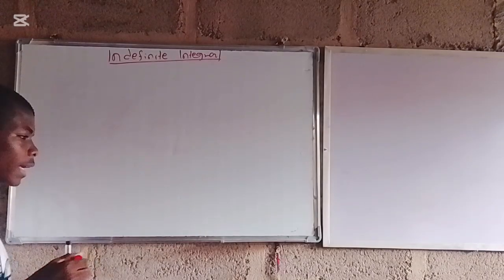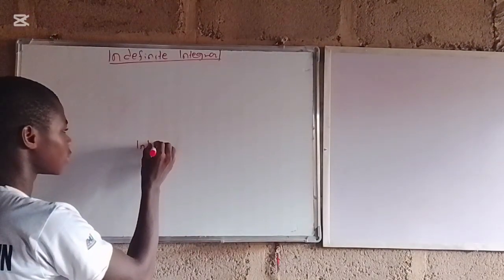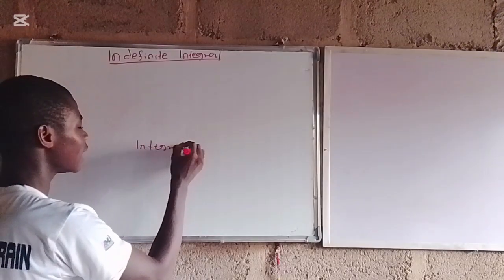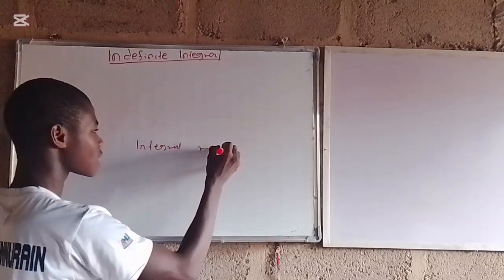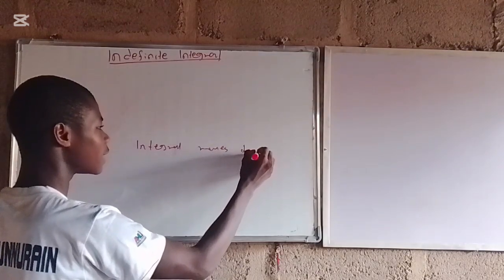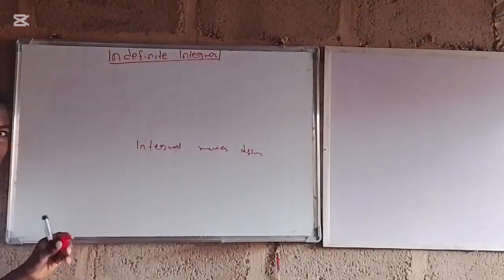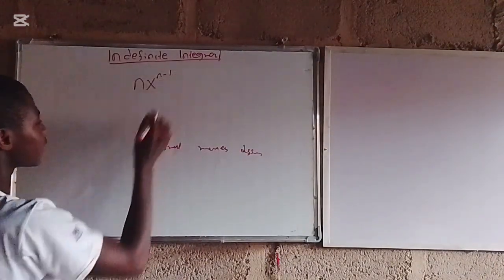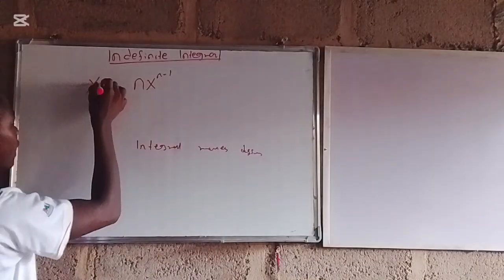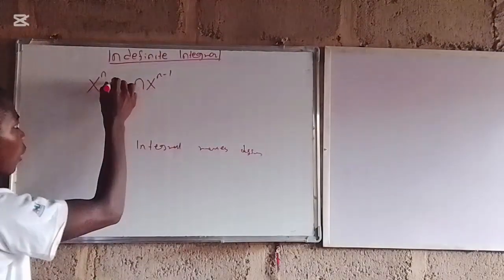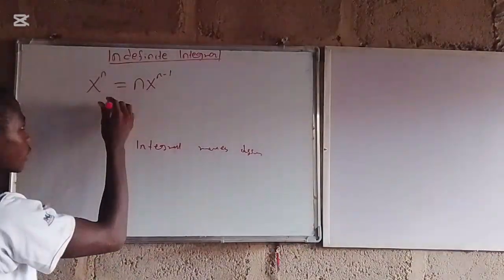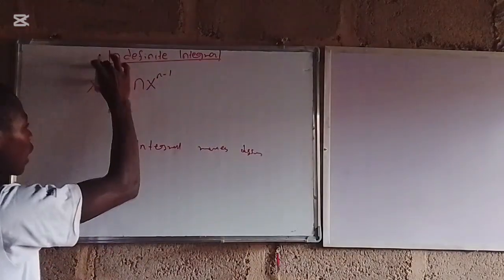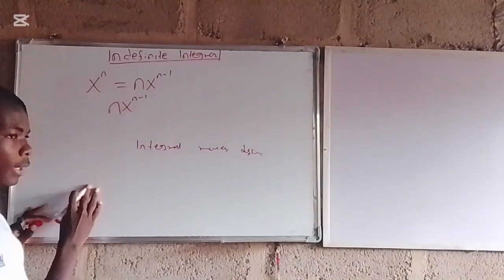So integral, it is just a reverse of what? Reverse of differentiation, because in differentiation, for x to the power n, you have to keep the power n down and write the function here, and therefore you put your n and then subtract by 1.